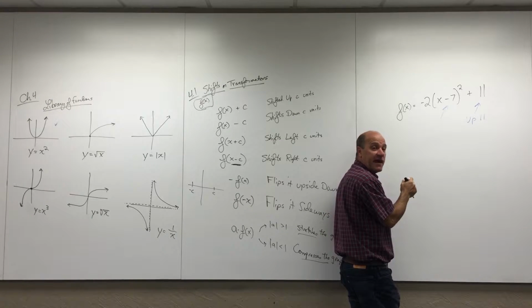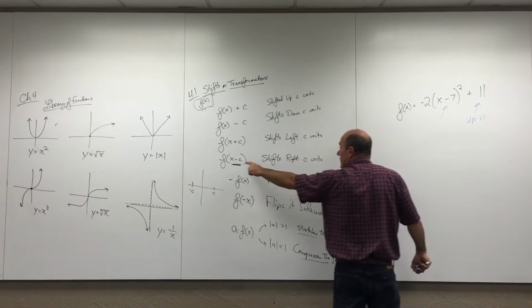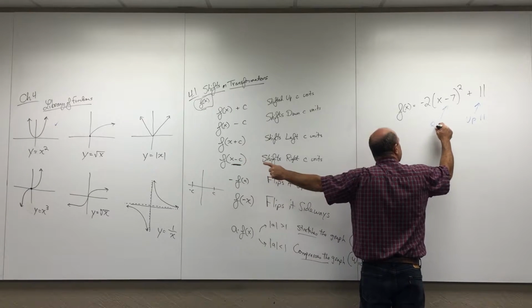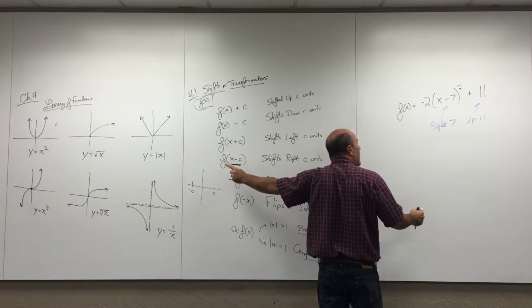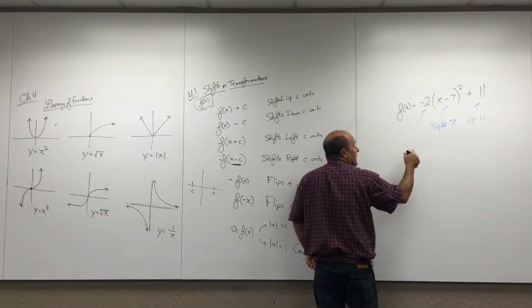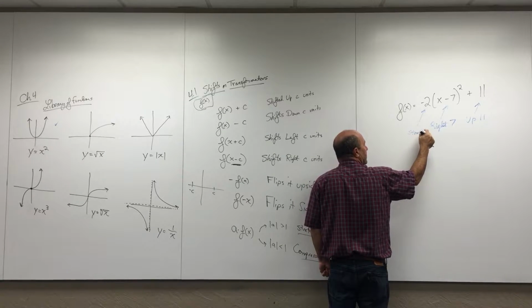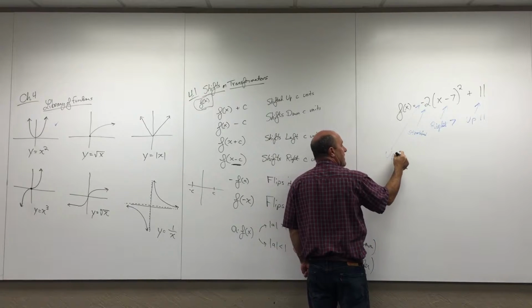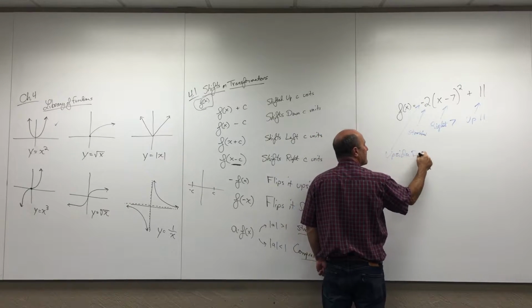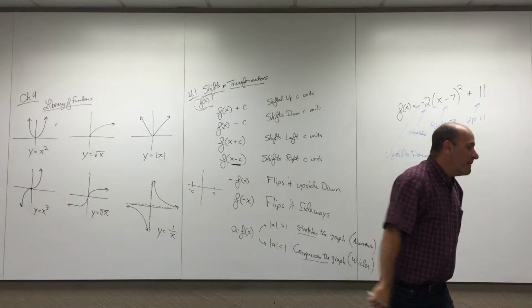Right. To the right 7, that's right. According to my cool notes here, you're exactly right. To the right 7. Sorry about this faint blue. The 2 makes it a little skinnier, maybe a little bit stretched. But also, what about the negative sign? Upside down. It's a crappy looking blue.